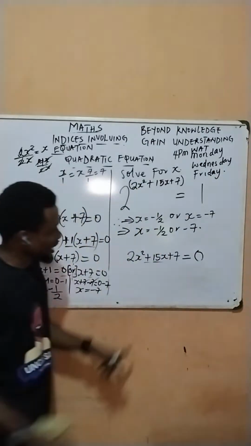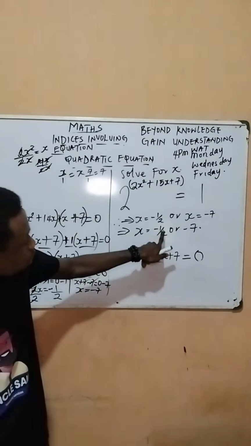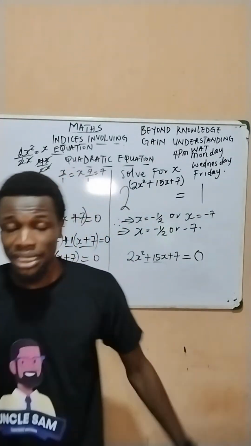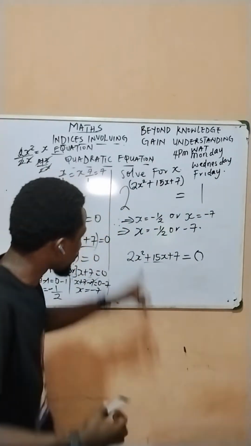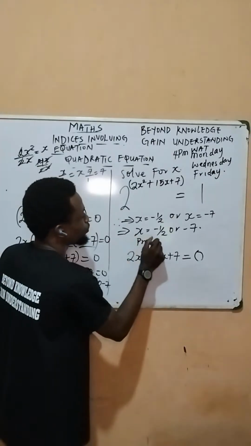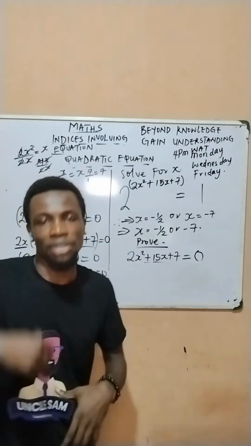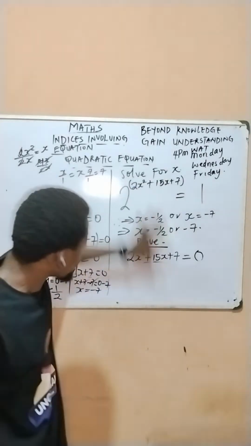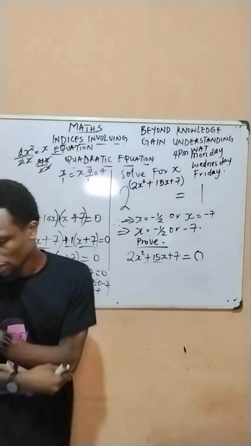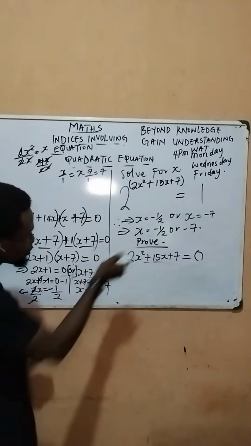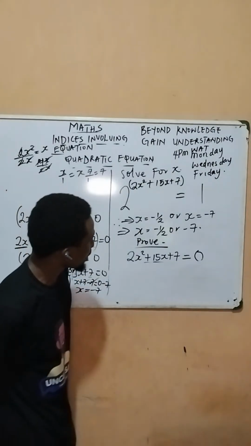So since we have arrived that our x is equal to negative 1 over 2, or that our x is equal to negative 7, we cannot say for sure. So we're going to prove that. And after I prove that, I'll now use the quadratic formula to solve this equation again for the person that requested for that in the chat. So let's prove that in here.